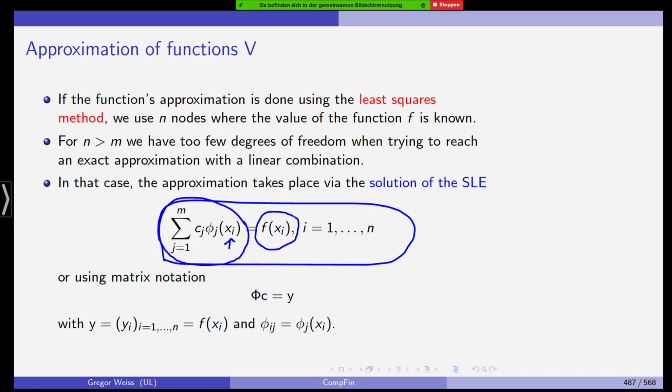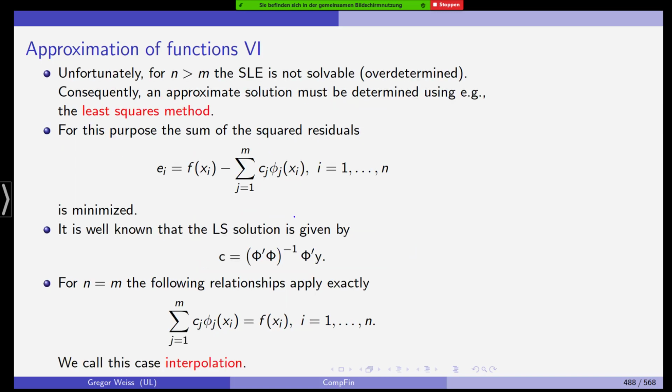In matrix notation, this is phi times c equals y. Y, those are the function values, f of xi. And phi ij, those are the values of the basis functions at the nodes. Now, for n being larger than m, the system of linear equations is not solvable. Consequently, we need to find an approximate solution, and then we are led to the method of least squares.